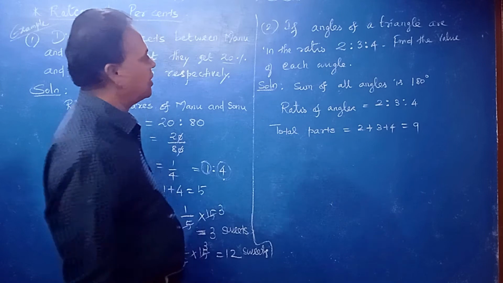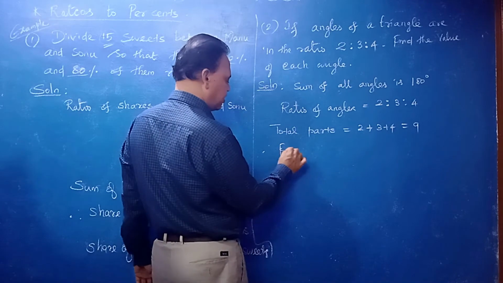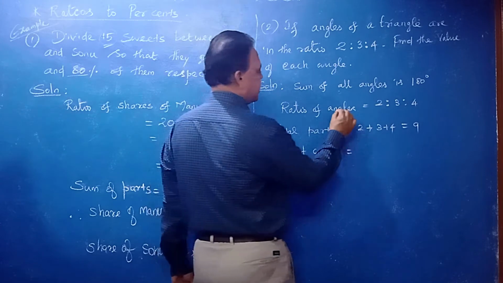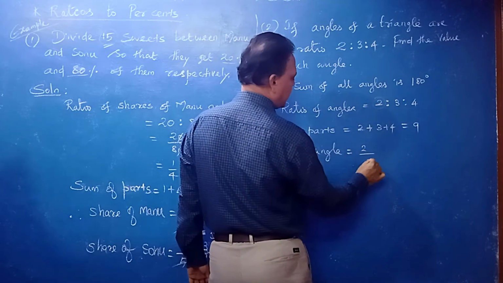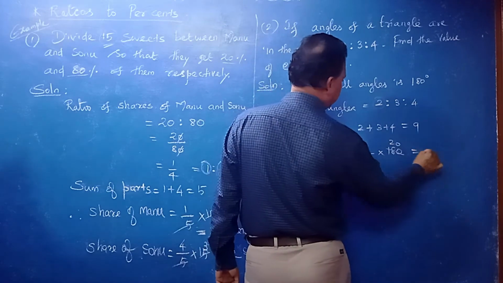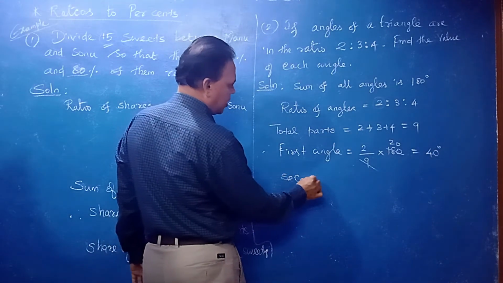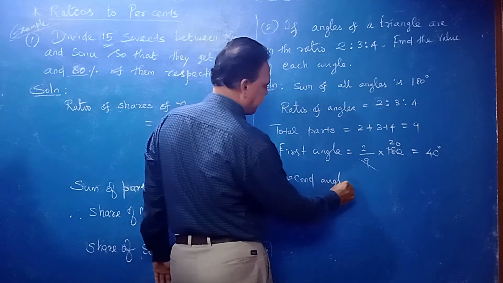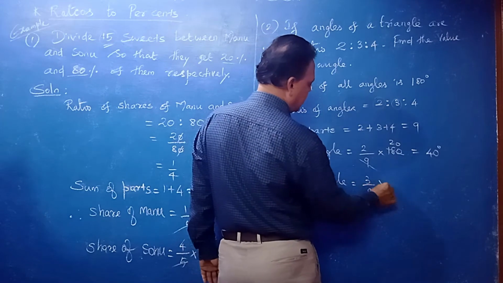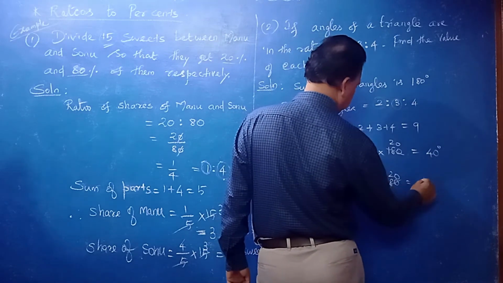Now we can find each angle. The first angle equals, what is the first angle's ratio? That is 2. 2 by the total parts, 9, into 180. Now you cut it, 9 twos are 18, so it is 40 degree. Then the second angle. The second angle equals the second ratio, that is 3 by 9 into 180. Same cut it, 9 times 20, so that is 60.